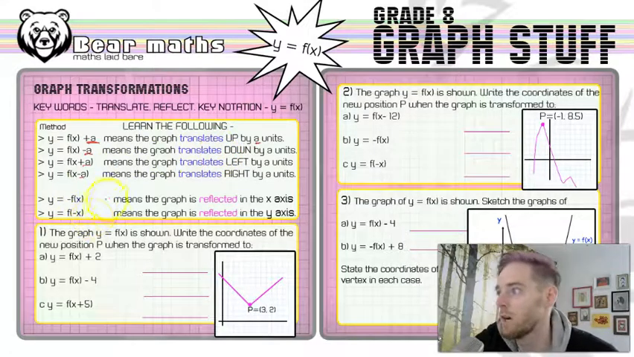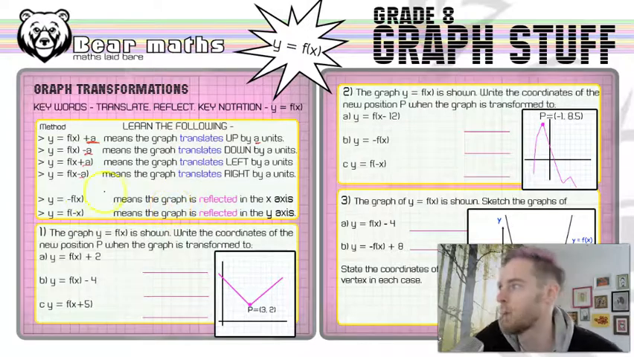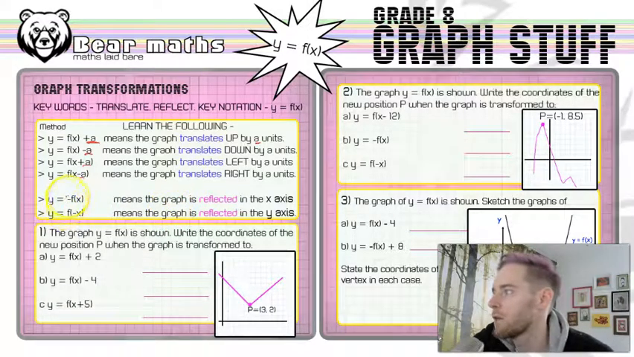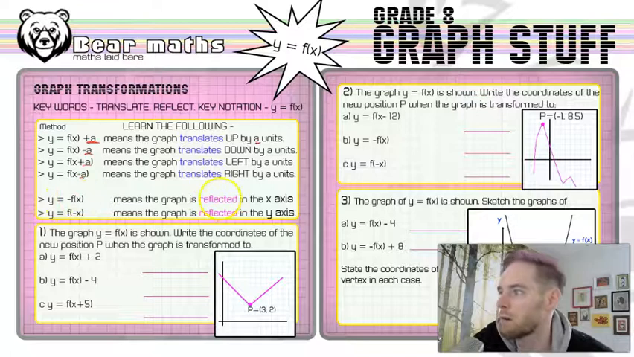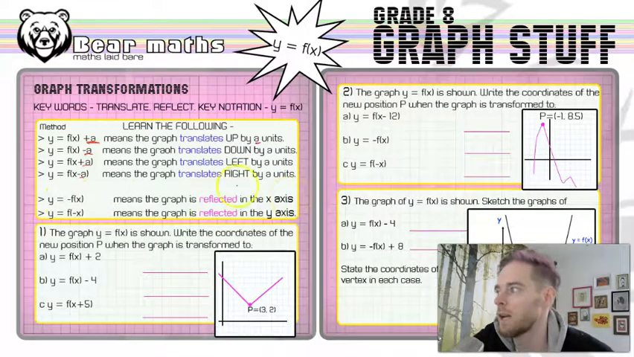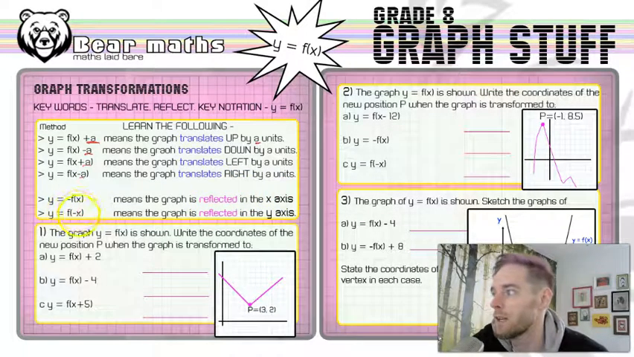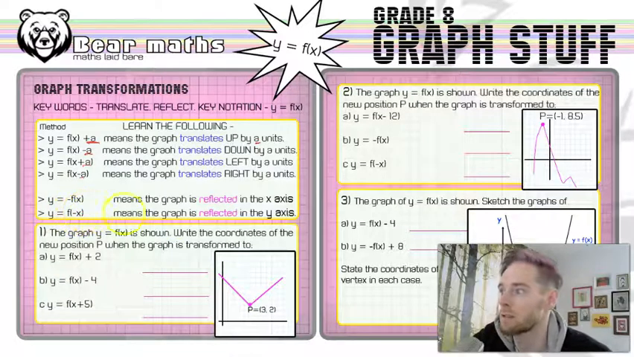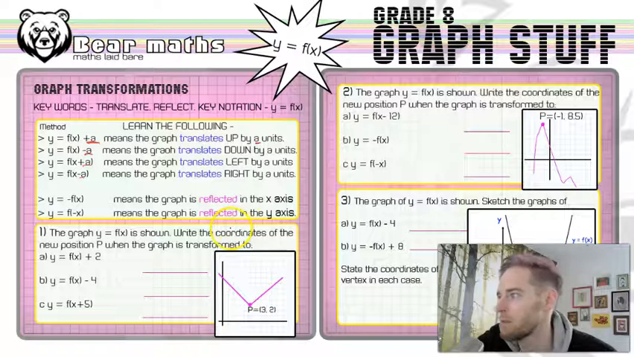Learning these two will help you reflect the graphs easily. So if you've got a negative function of x, that means you're going to reflect in the x-axis. And if you've got the function of x and the negative is inside the bracket next to the x, then that is going to be a reflection in the y-axis. So this makes things nice and simple.